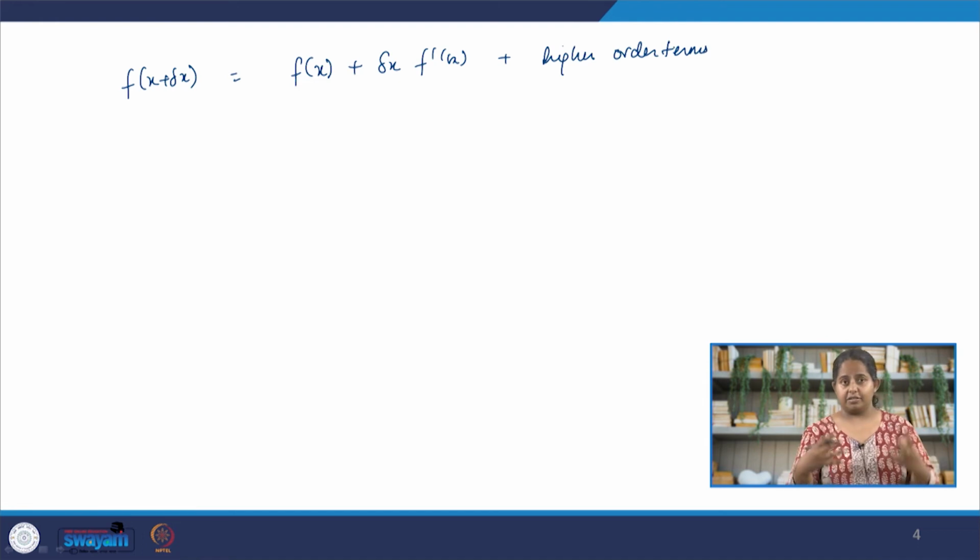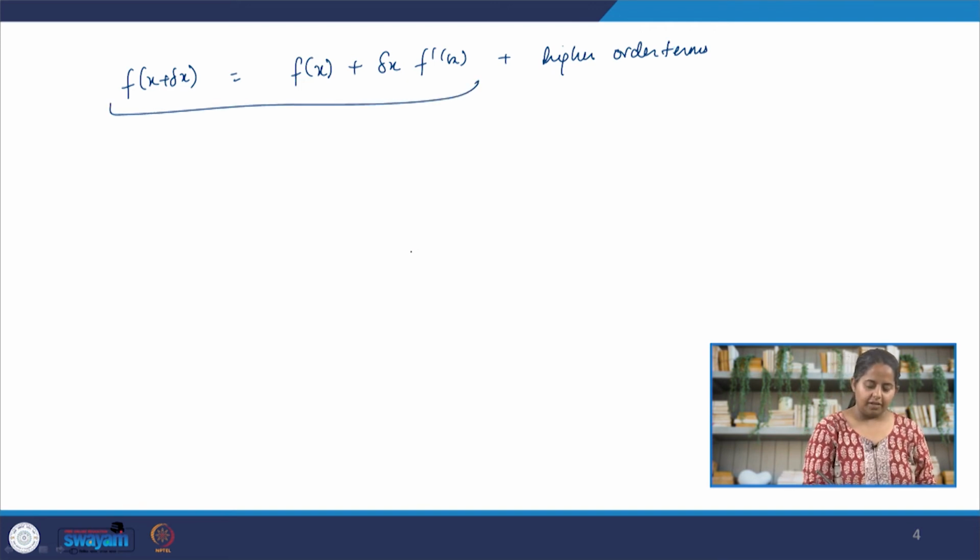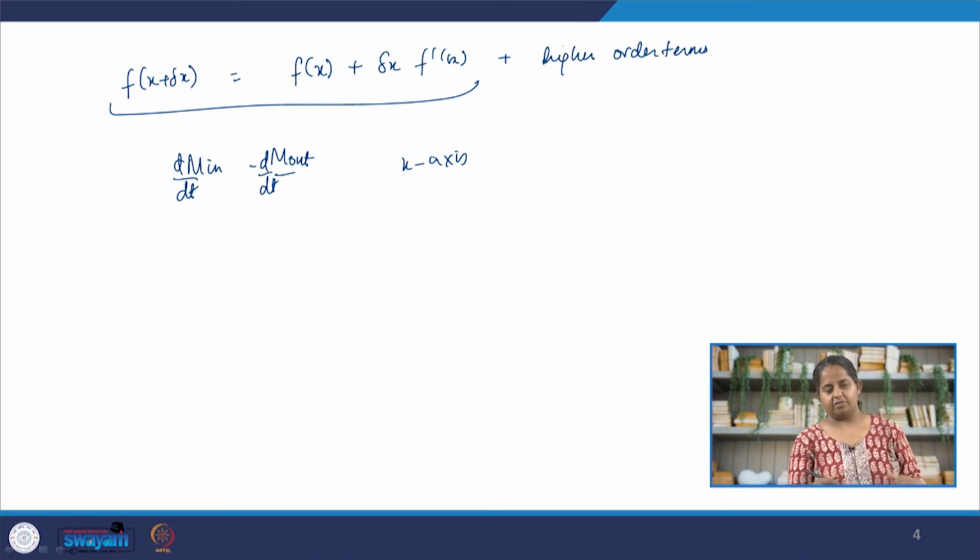Since del x is very small, as we go into higher order terms, they will most likely be negligible. We are going to neglect them, and we are left with this. So we want to find out mass in minus mass out with respect to time, first in the x axis and then the y axis and z axis. We are only focusing on diffusion right now, even though in the previous slide I talked about bulk action also.